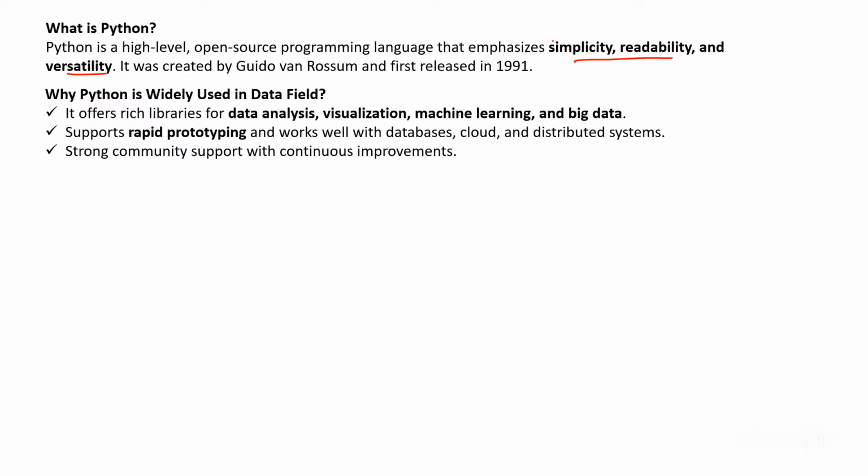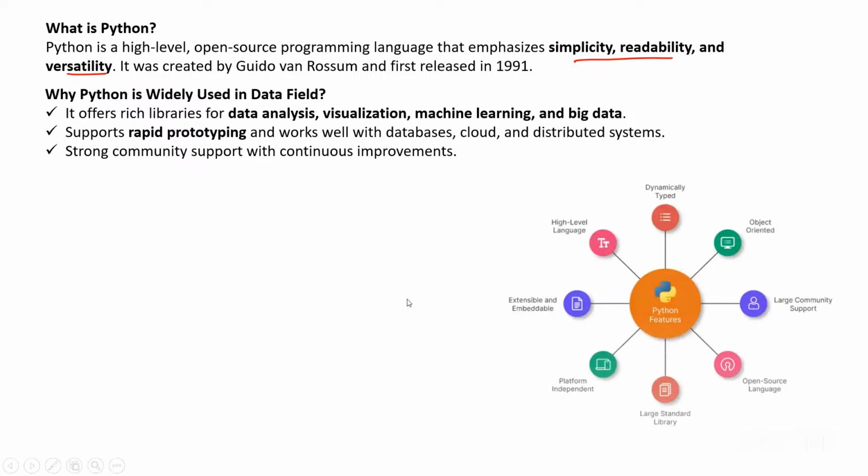Exactly. So it's very simple, and for readability, it is very easy to read, and versatile means it has a rich set of libraries. If you want to do data analysis, you go and do. If you want visualization, you do. You want to do big data processing, you do. You want to do machine learning, you do. You want to build any AI models, we can do. Each and everything is supported in Python. It has a lot of features, and it also has a strong community. So that's the reason Python is very versatile and very easy to use.